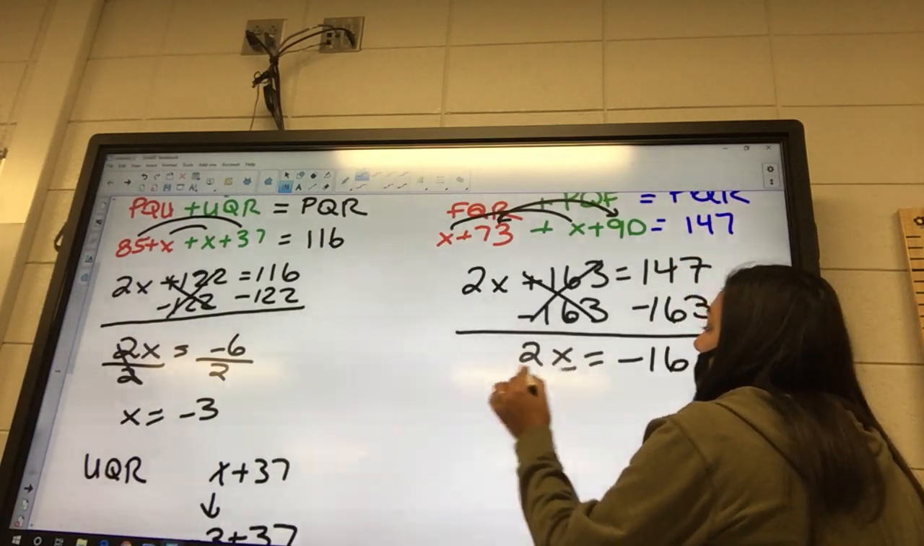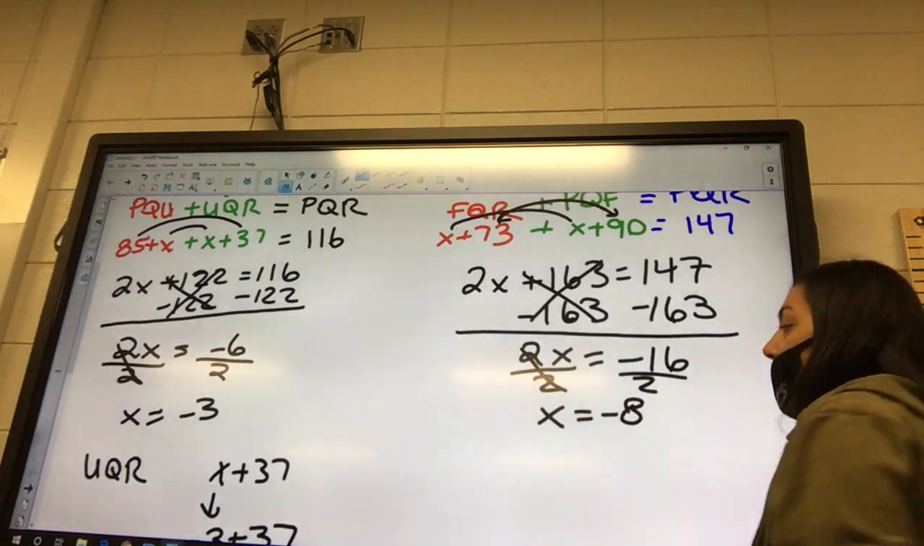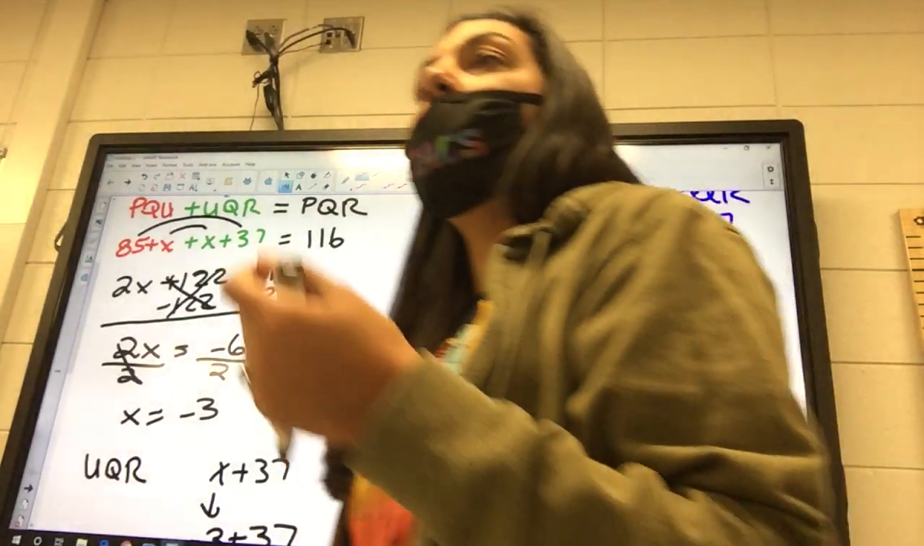Okay, our last step is going to be divide by 2. And yeah, x is negative 8. Okay, now what do we do? What are we trying to find?